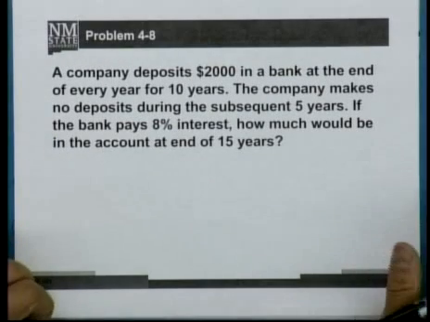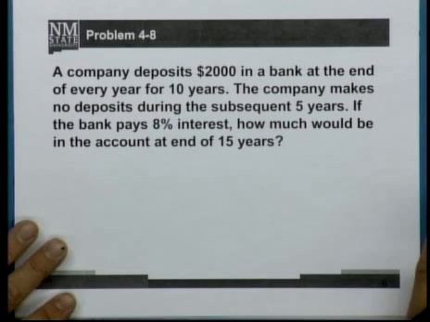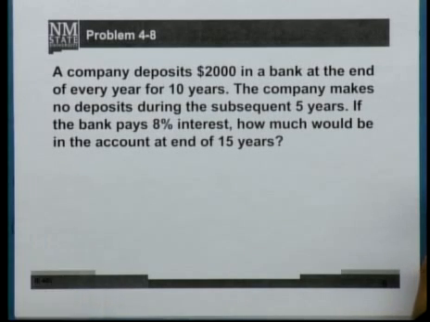A company deposits $2,000 in the bank at the end of every year for 10 years. The company makes no deposits during the subsequent 5 years. If the bank pays 8% interest, how much would be in the account at the end of 15 years?